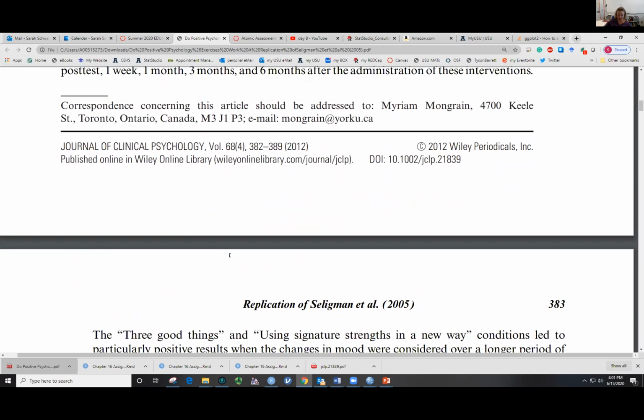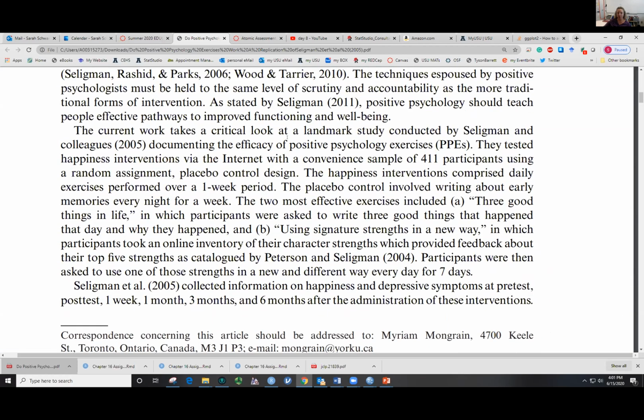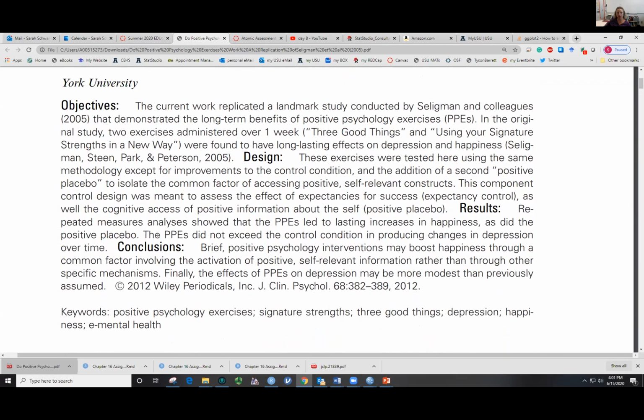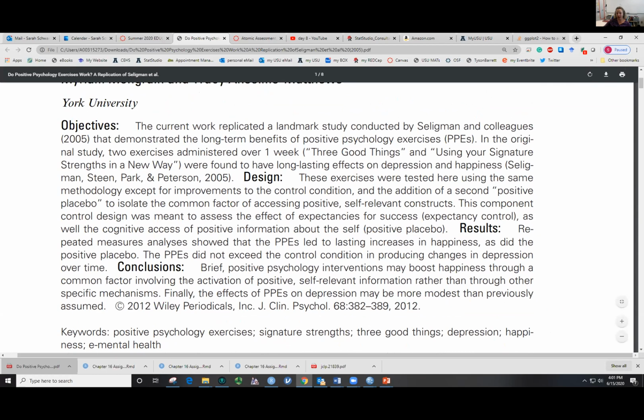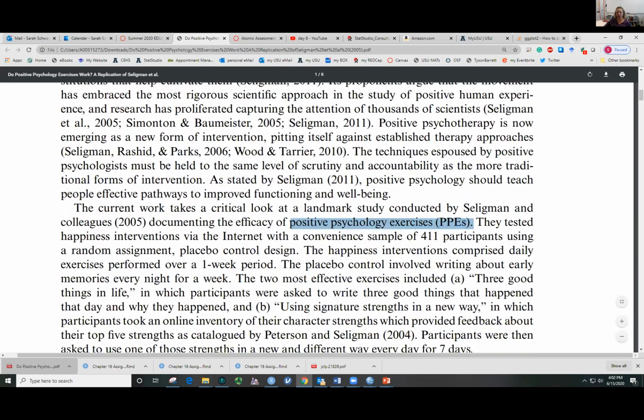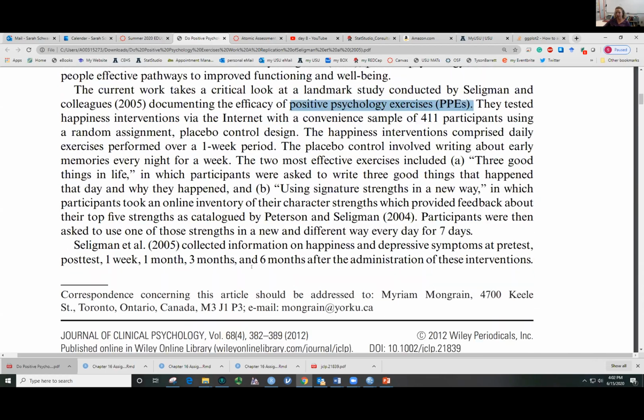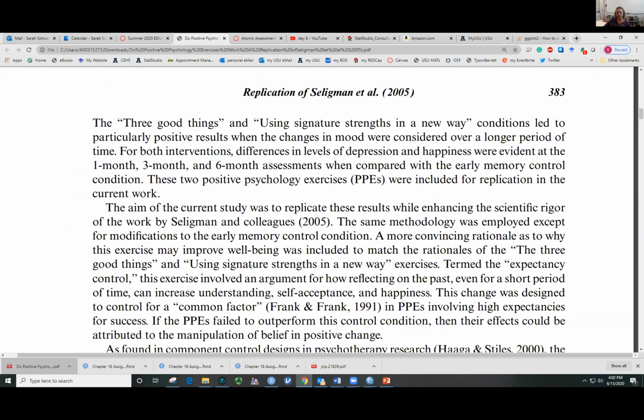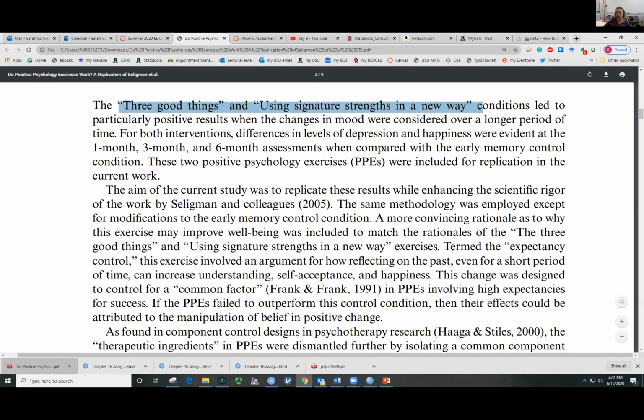There's a lot of information here, but the main thing is we're looking at these positive psychological exercises and how they affect happiness. So you notice we've got our objective. This is the little abstract with just a sentence or 2 for each of these: objectives, design, results, conclusion. But then the bulk, here we have the background. They explain about the original 3 good things, using your strength, these exercises. They originally looked at 1 month, 3 month, and 6 months. So repeated over time.